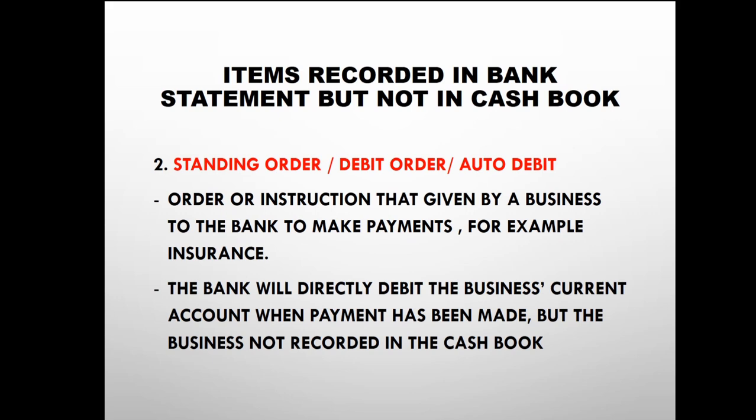Number two, standing order, debit order, auto debit, or payments made by the bank. This is an order or instruction given by a business to the bank to make payments, for example, insurance and rent payments. The bank will immediately debit the business current account when payment has been made, but the business has not recorded it in the cash book.